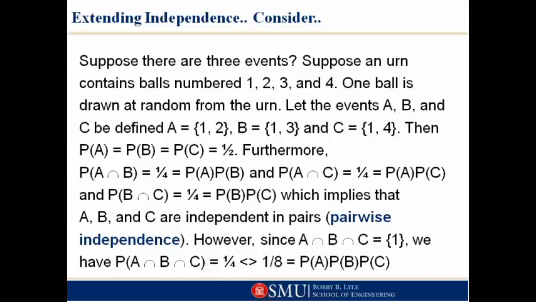However, since what's common between A and B and C is just 1, that you pull ball 1, the probability of A and B and C is equal to 1/4. That's not equal to the product of those 3 probabilities, which turns out to be 1/8. 1/2 times 1/2 times 1/2 is 1/8. It's not equal to the probability, as we would look at it and say, well, 1 is common, there's a 1/4 chance of getting it.